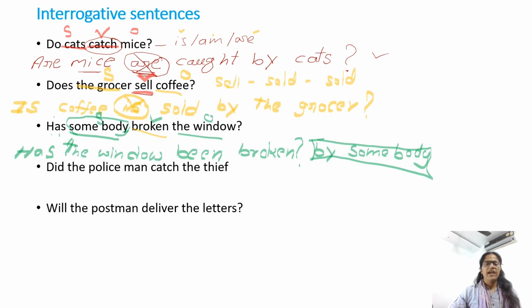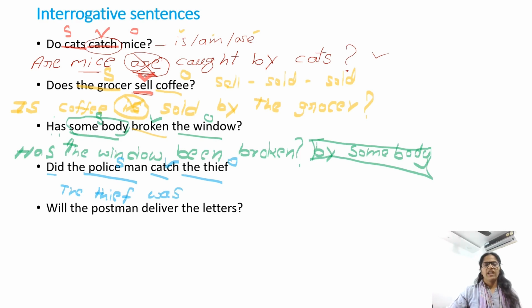Did the policeman catch the thief? Catch is the verb. Who catches? Policeman. Policeman is the subject. Policeman catches what or who? The thief is the object. So start the sentence with the object, the thief. After writing the object, we need an appropriate be form. The sentence is in simple past. Did, we have, the sentence is in simple past. We need was or were. And the thief is singular, was.